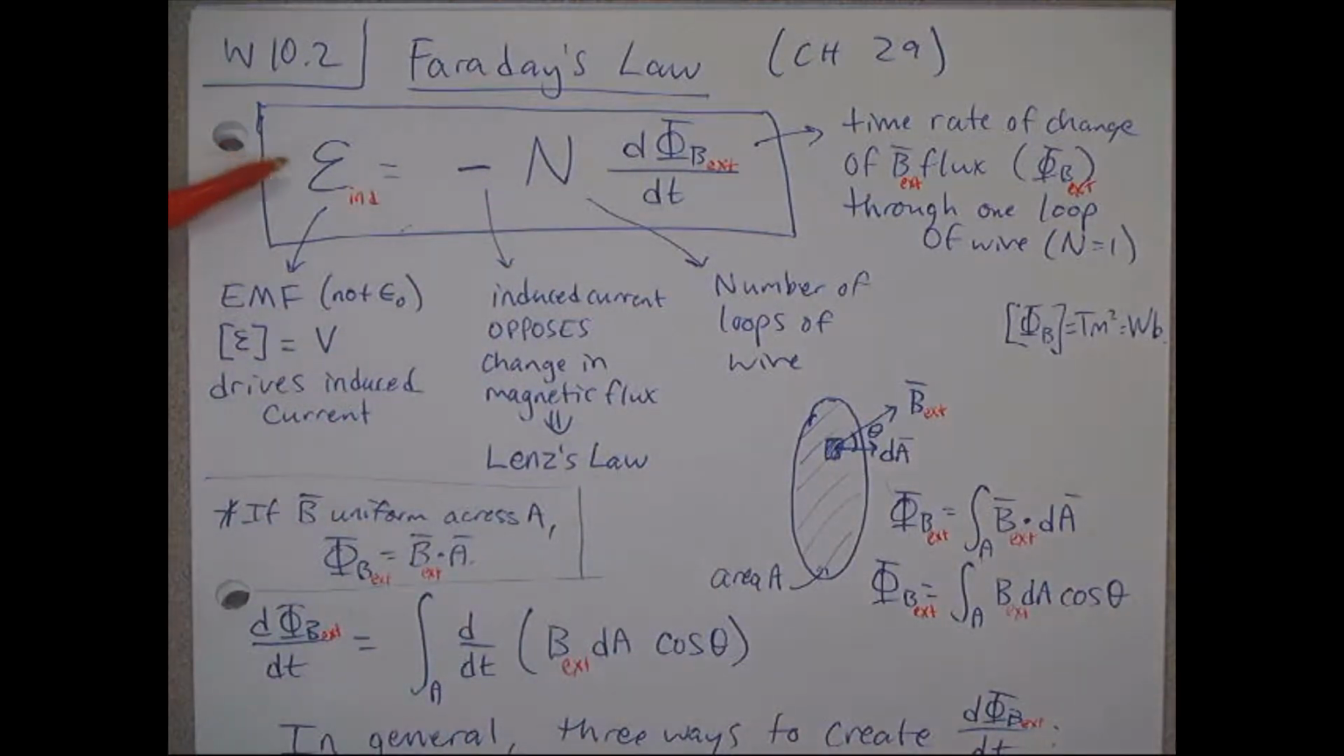The notation here, again, is the script E for EMF, similar to what you've seen in the ideal battery back in circuits. It is not permittivity. It has units of voltage. It is not a force, but it will be the agent of force if you ask the electrons that are flowing in the wire. This EMF is going to serve to drive an induced current.